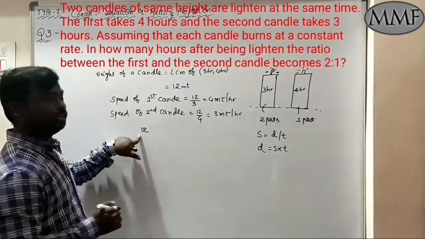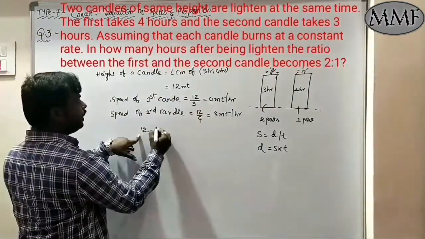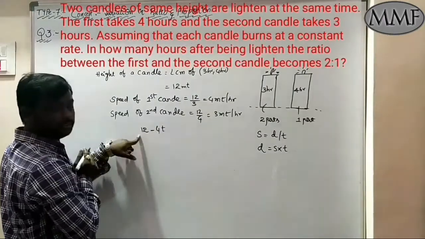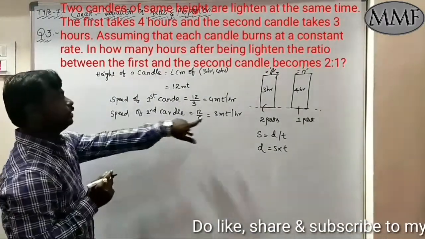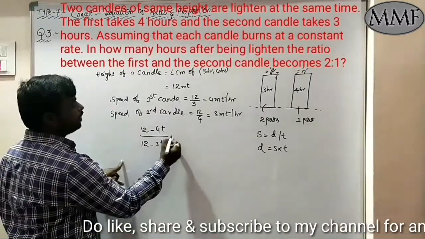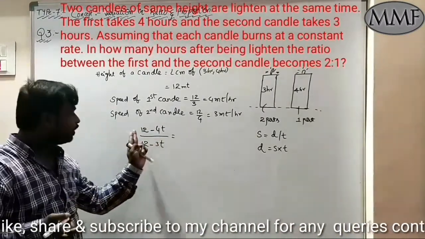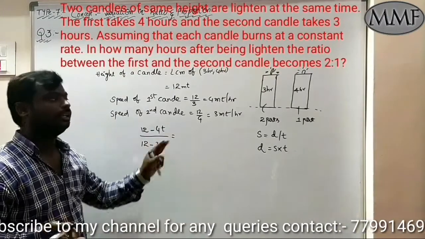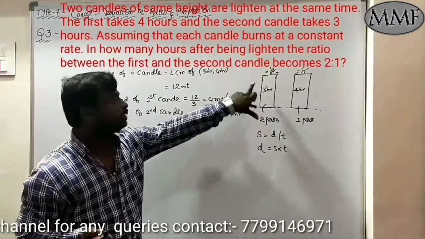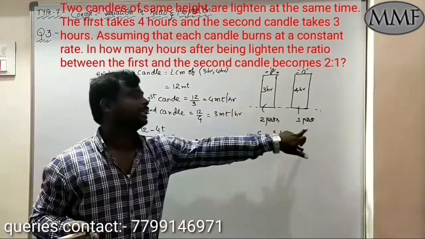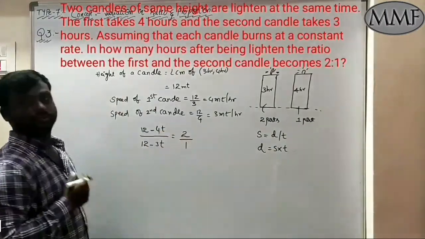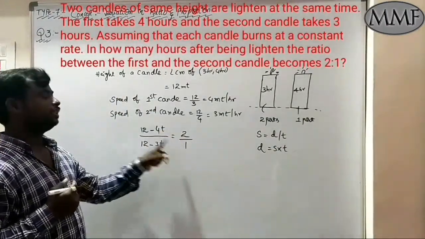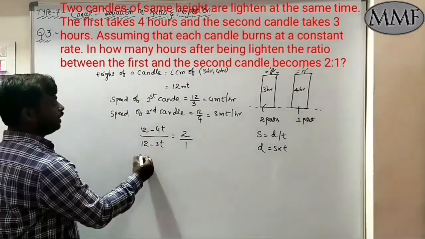Distance is 12, speed is 4, let the time be t. Again the total distance is 12, speed is 3, again time is t. After how much time? 12 minus 4t and 12 minus 3t. Then the ratio will become: the first candle is burning 2 parts, the second candle burns 1 part. The ratio is 3:2. Clear? Then just do the cross multiplication. What will you get?